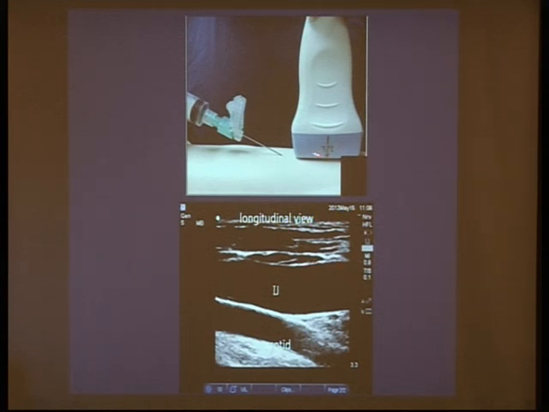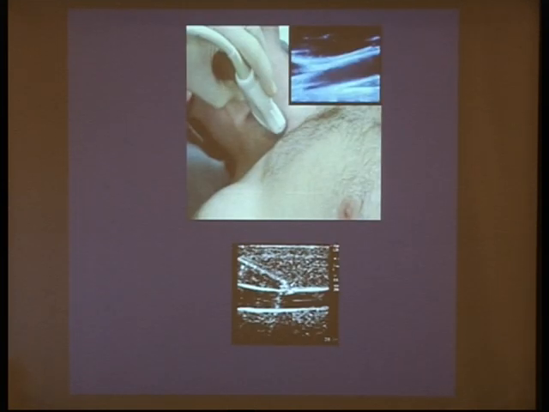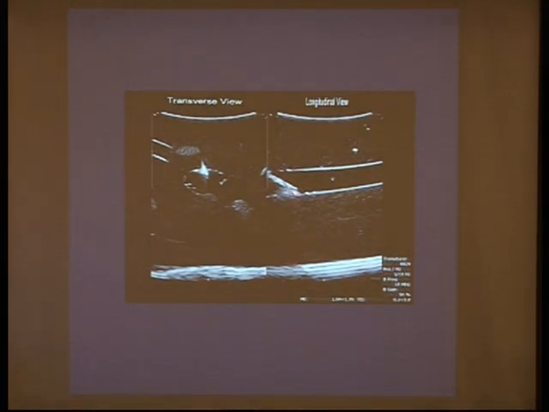And this is a longitudinal view. Instead of the cross section we have just seen in the transverse view, we have the artery and vein longitudinally cut. That's why they will appear like that. And again, the vein will be compressible. And here we can find the needle like that. And here's the needle inside the vein.